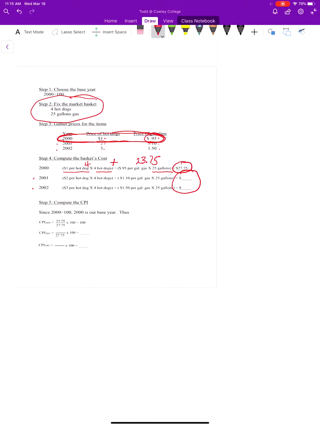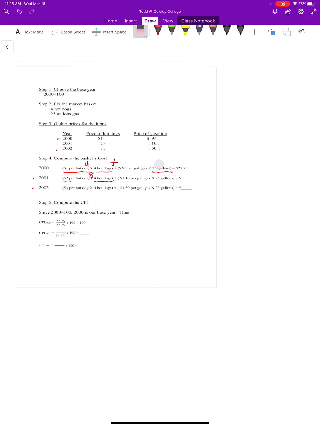Okay, so hopefully you now have that done, and let's check the results that we have. Let me get rid of some of these lines here. All right, so according to this then, in the year 2001, it was $2 per hot dog, and we consumed 4 hot dogs, so that's $8 worth of hot dogs.